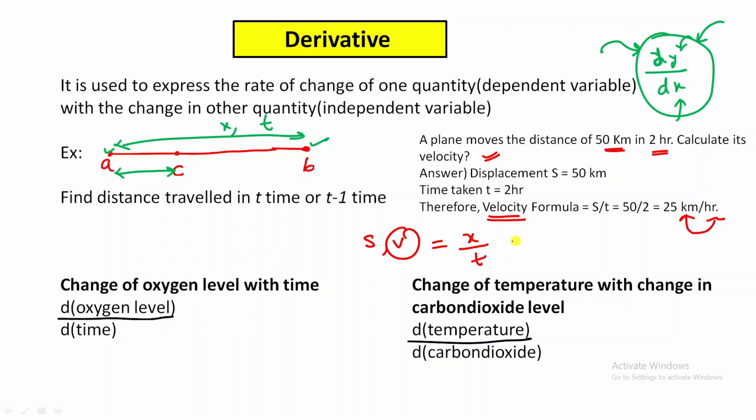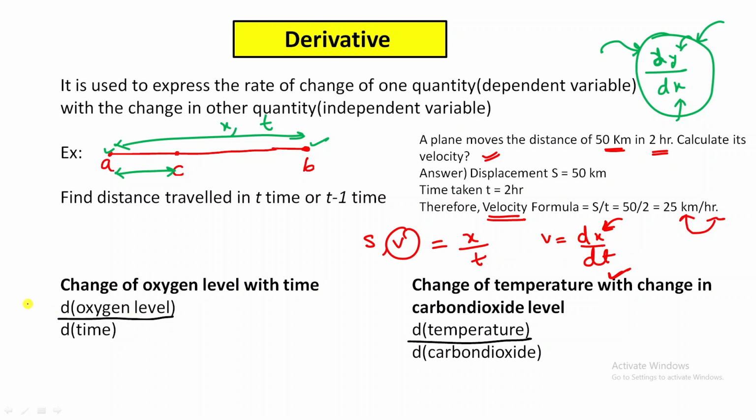You can write this velocity as dx upon dt. In actual mathematical terms, it tells how the distance traveled changes with respect to time. With the change in time, how is the distance x traveled changing? So here is the significance of derivatives.